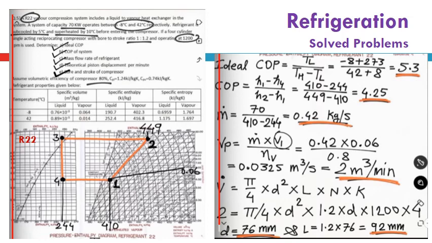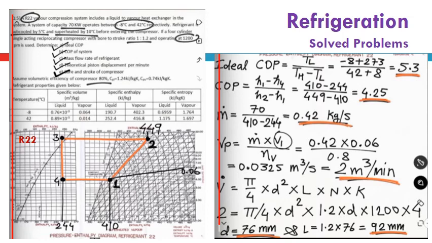Then item number E, which needs us to estimate the bore and the stroke, the diameter of each cylinder and the stroke of this compressor from top dead center to bottom dead center of each cylinder. The displacement volume can be estimated by the volume of each cylinder multiplied by the number of cylinders multiplied by the RPM.